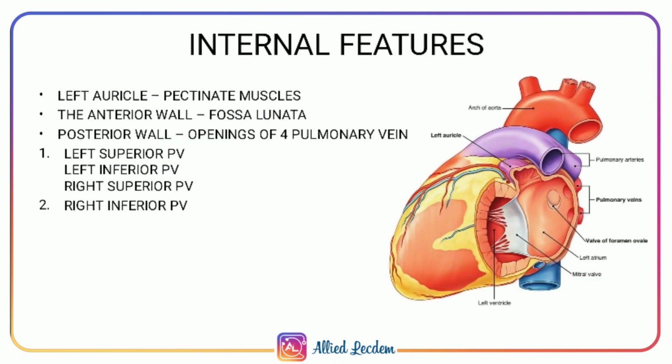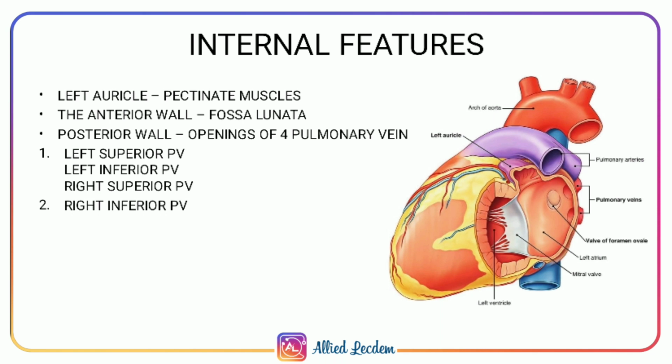Internal features of left atrium. The anterior wall of the left atrium mainly comprises the interatrial septum. The interatrial septum is formed by septum secundum and septum primum of the embryological stage. The closure of septum secundum results in fossa ovalis in the right atrium, whereas the closure of septum primum results in fossa lunata in the left atrium.